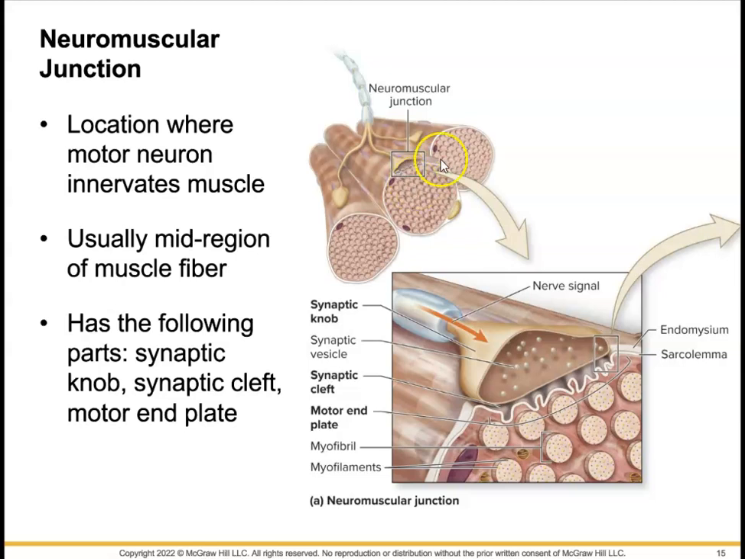Now, there are 3 parts to the neuromuscular junction. So we're just enlarging this right here. This is the synaptic knob. It's where the nerve cell enlarges at that terminal end. The synaptic cleft is the space between the nerve cell, the synaptic knob, and the part of the membrane right here on the muscle cell that we call the motor end plate, because it's where the end of the motor neuron synapses with the muscle cell.